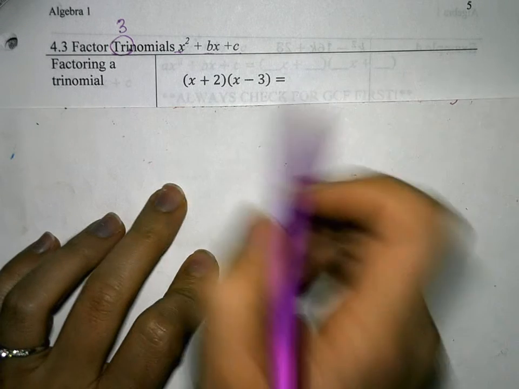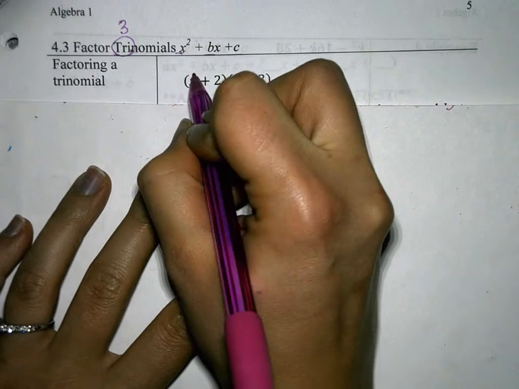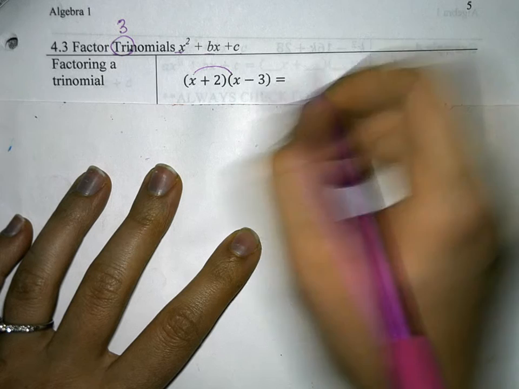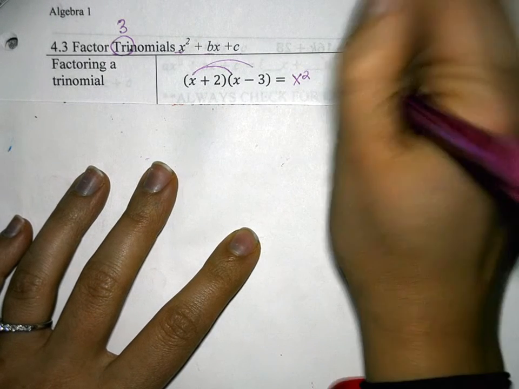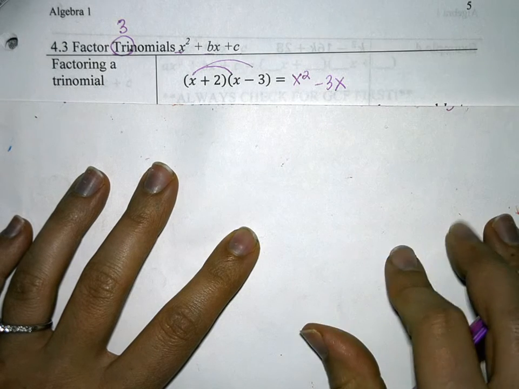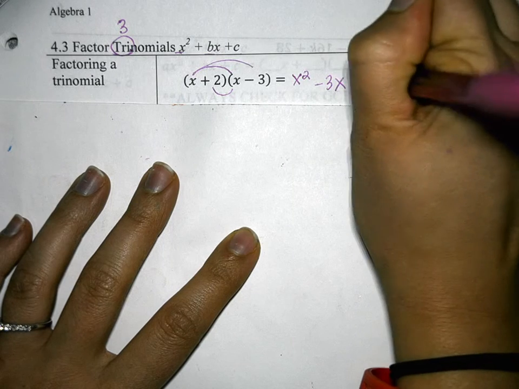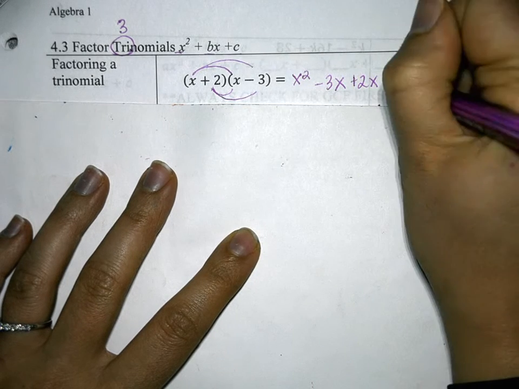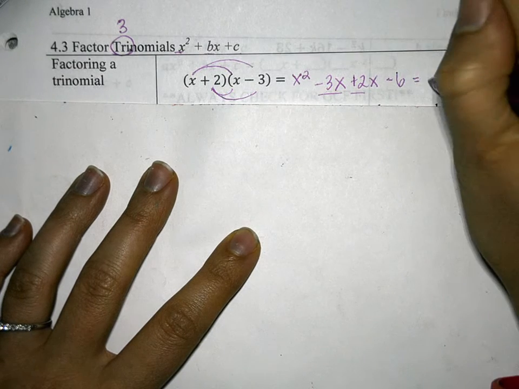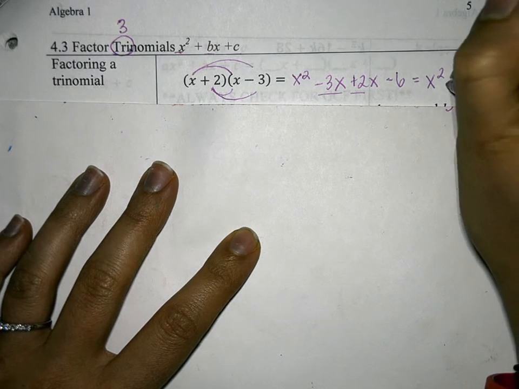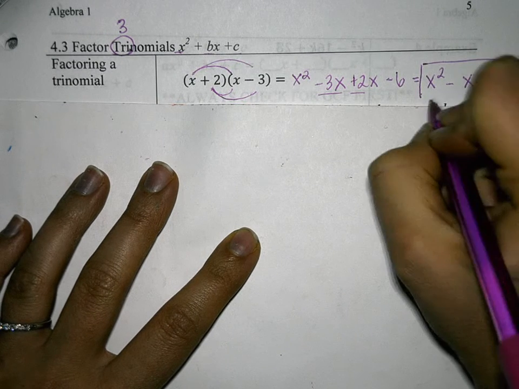Well, before we were given a problem that looked like this, and then we used either FOIL or the box method to multiply it out. X times x gives me x squared. X times negative 3 gives me minus 3x. 2 times x gives me plus 2x. And then 2 times negative 3 gives me negative 6. After I combine like terms, I get x squared minus x minus 6. And that used to be our answer.